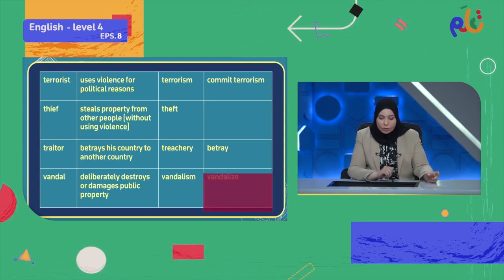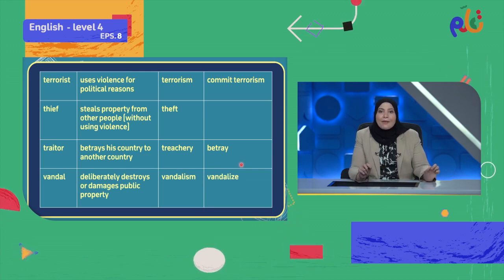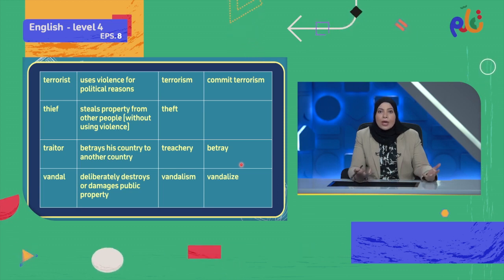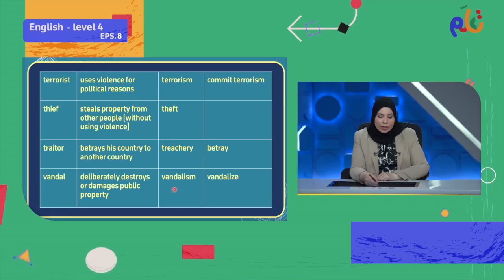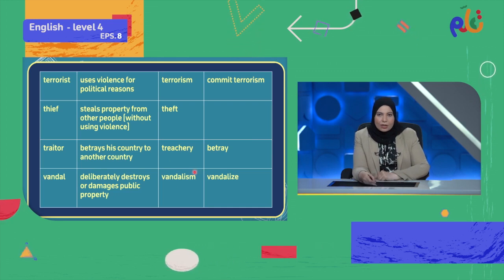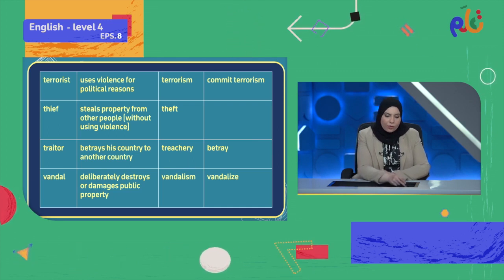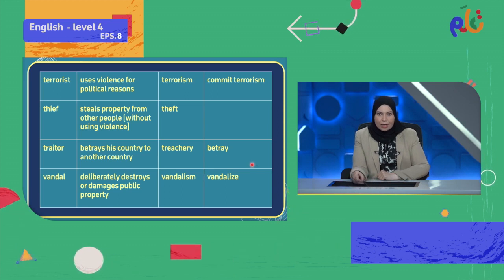And if I talk about the verb, it's vandalize. Vandalize. So we can say it's not okay to vandalize the walls in the streets. It's not okay to vandalize other people's properties. So vandalize means damage or destroy. And the criminal here is called a vandal, and the crime vandalism. So vandal, vandalism, vandalize.